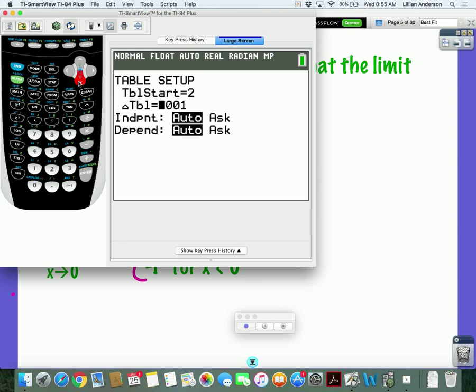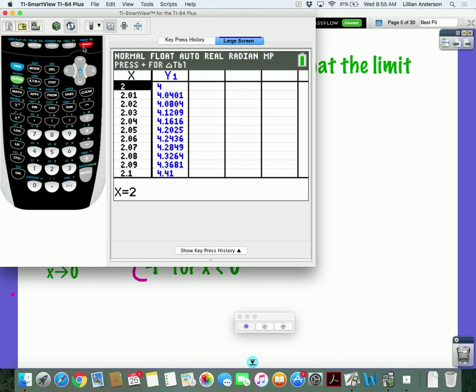But we're trying to see the closer we get to 2. So let's open it up. We can do 0.001, or if you want, let's do 0.01, okay? And now when we go to the second graph to look at our table, what we'll see is what's happening as x approaches 2 from the right-hand side.